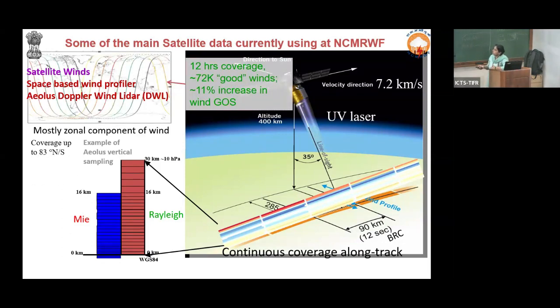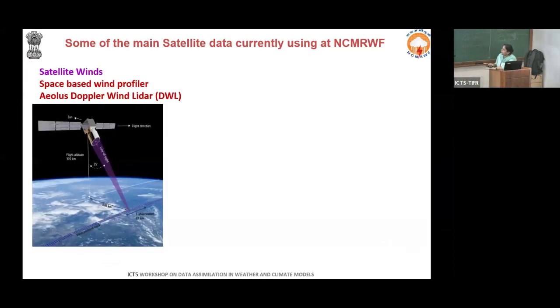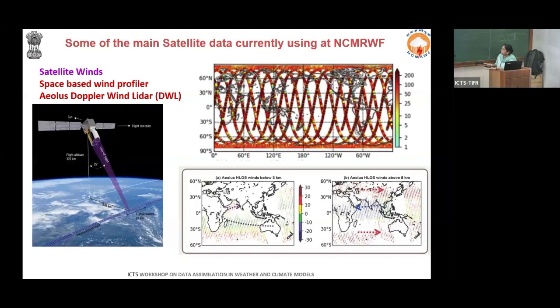This is mostly the zonal component of wind, because if you go towards the pole, we get more and more meridional component, but over the tropics it is mostly the zonal component of wind. And this is the measurement technique. So this is what we get from the Aeolus satellite. This is the 1 day coverage. These are all the wind profiles, meaning wind observations at different levels.